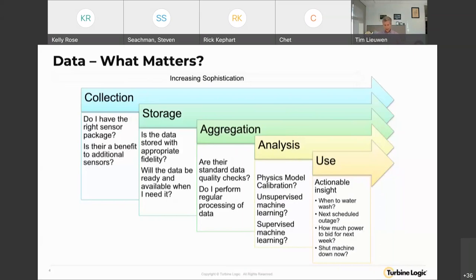So in other words, using data from the asset itself, without necessarily knowing anything about the asset, but using the data from the asset itself to understand.